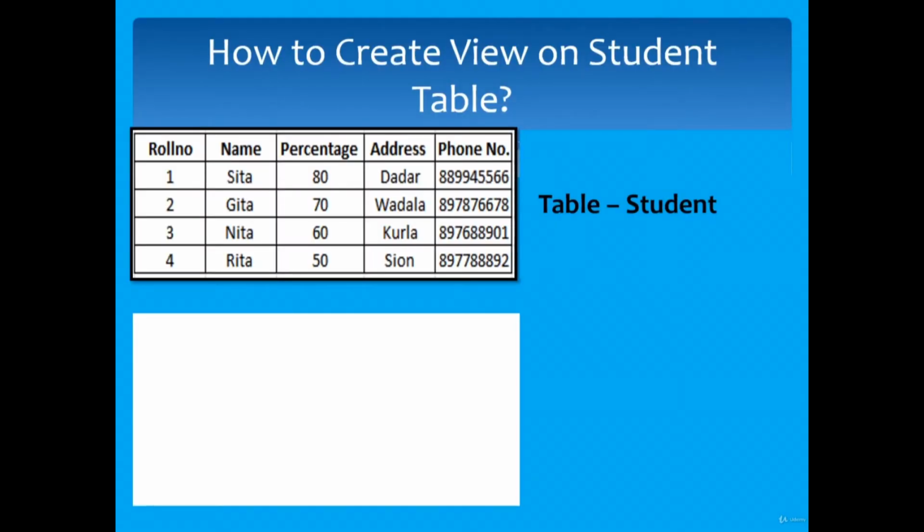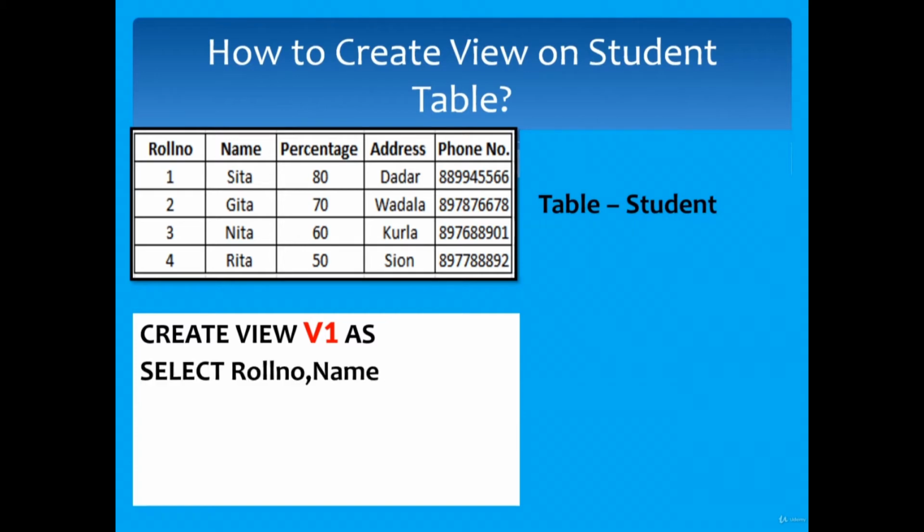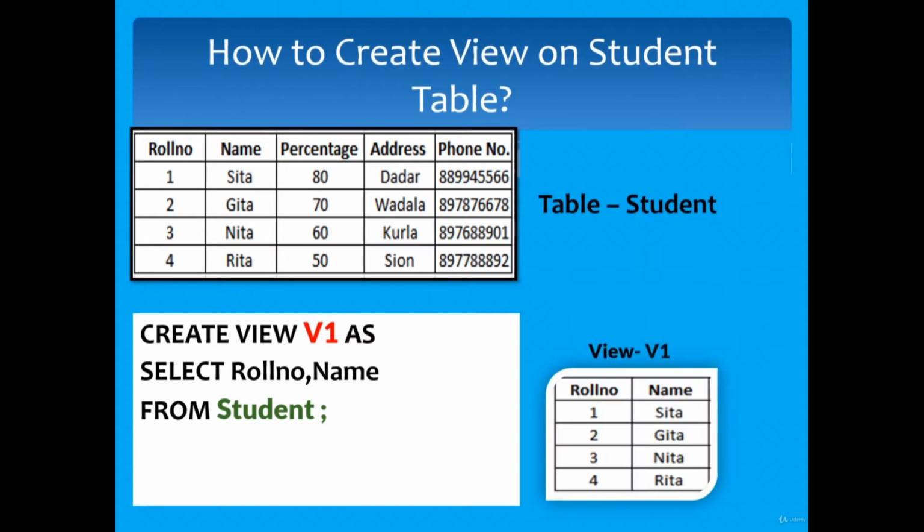How to create view on student table. We will write SQL statement for creating view on the student table. We will write create view v1 as select roll number, name from student; Here V1 is the name given to view. Student is the name of the table. This statement will create view V1.